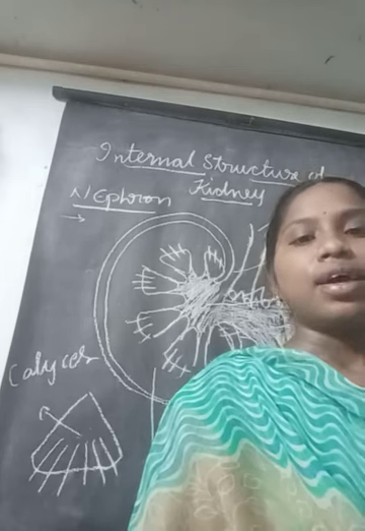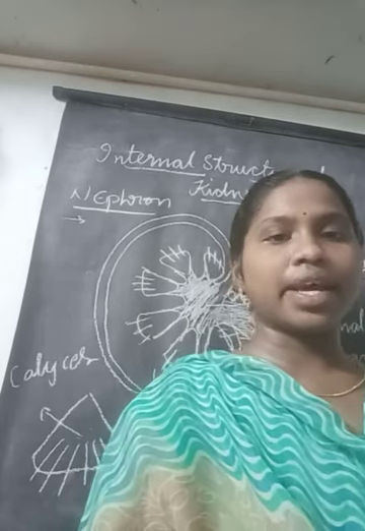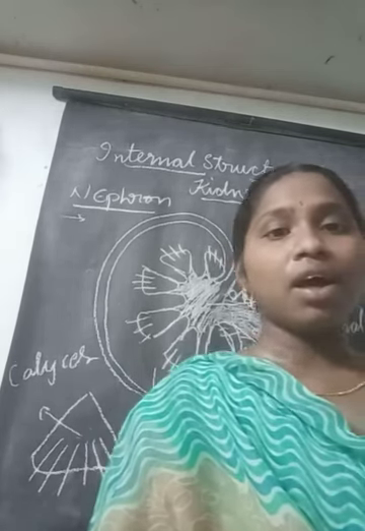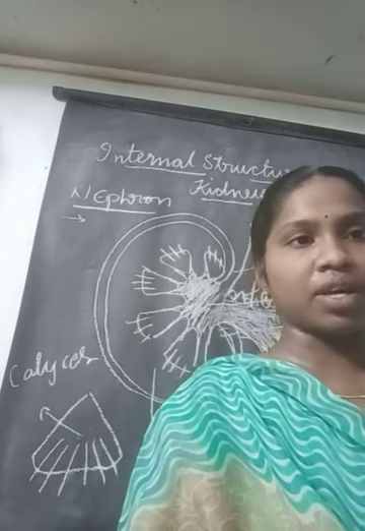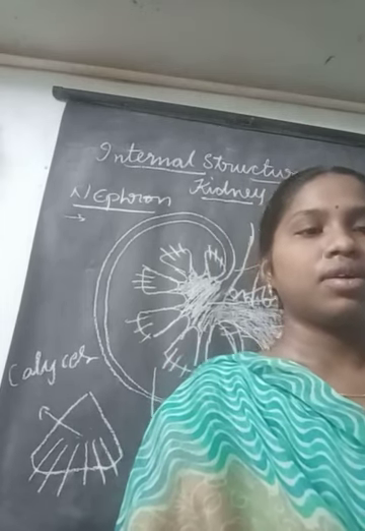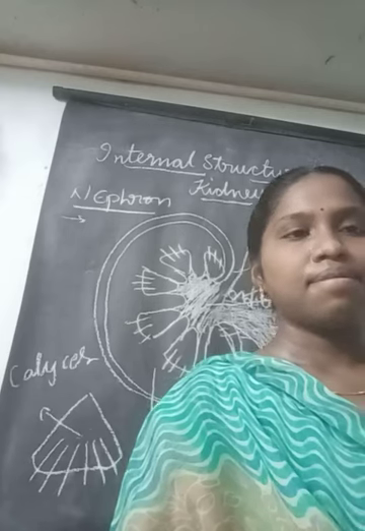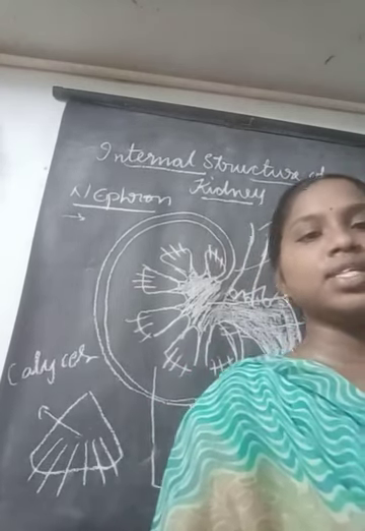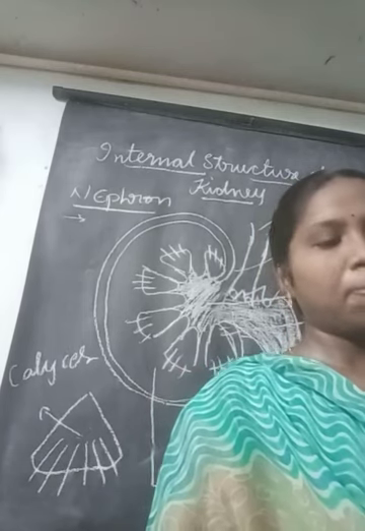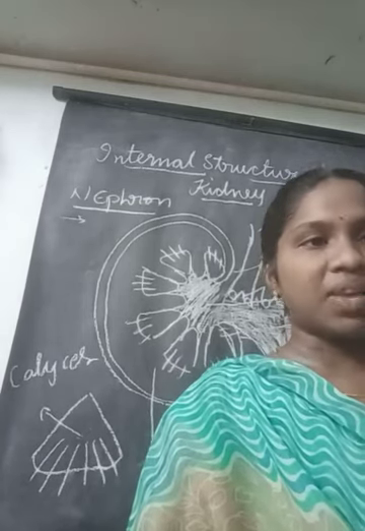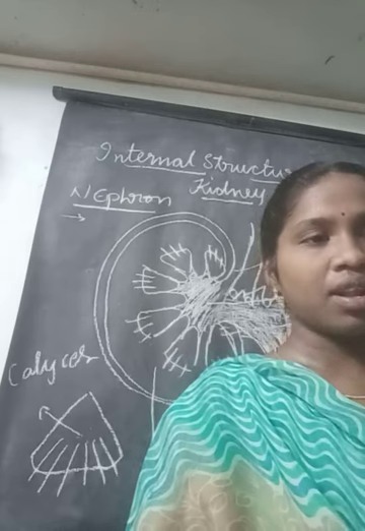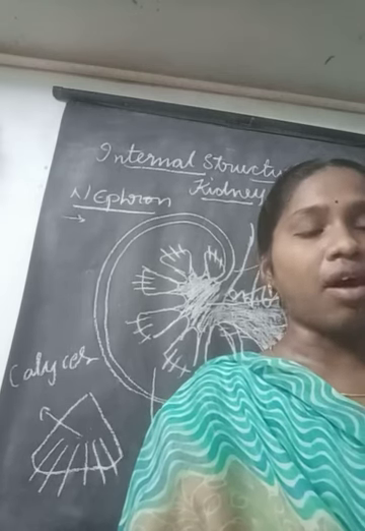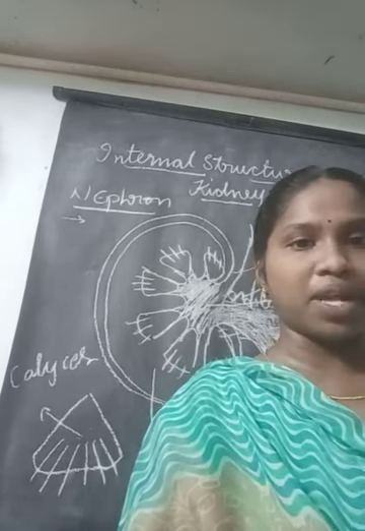Okay. Now listen to my question once again. What is the origination place for ureter? Pelvis. Very good. Did you understand? Yes, teacher. Pelvis is the place where the origin of ureter takes place.